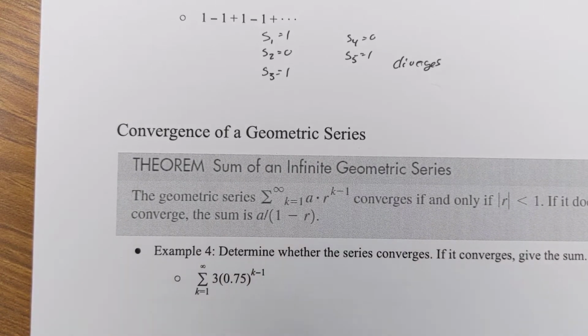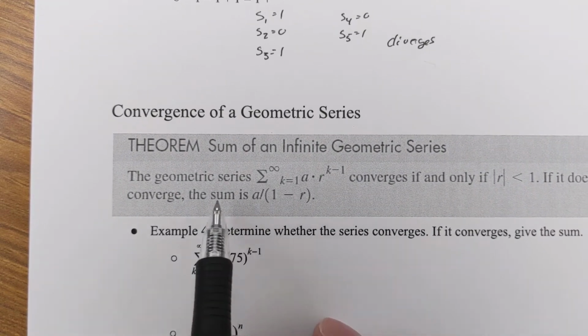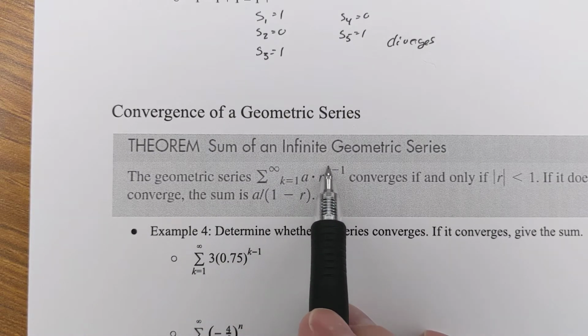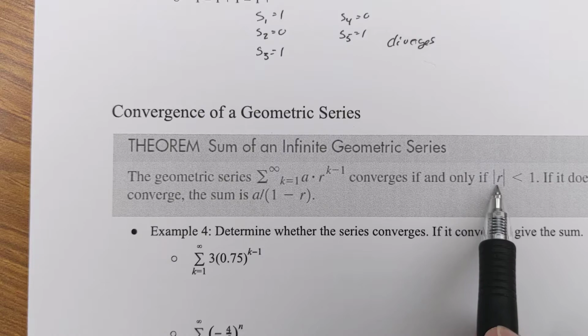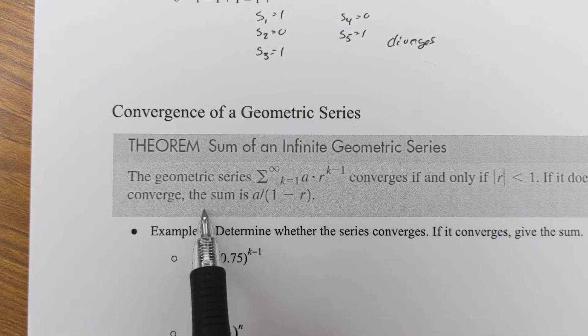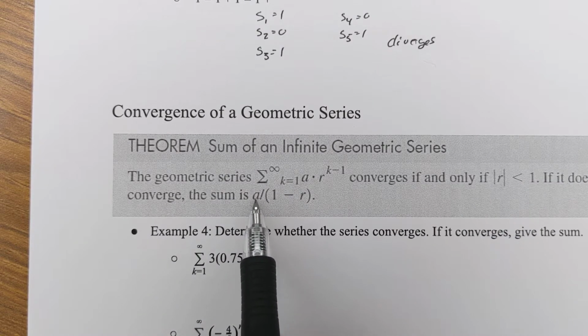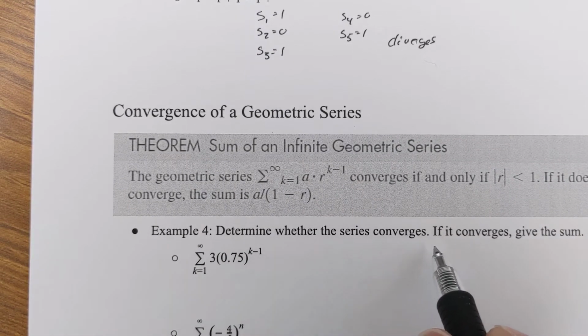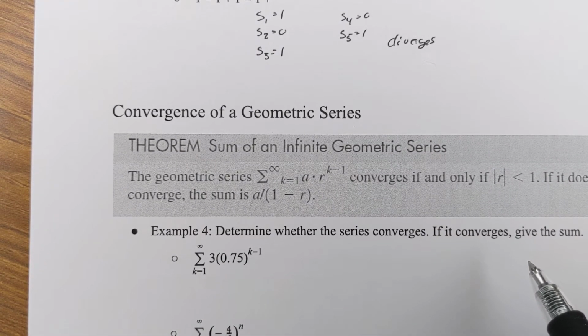All right, convergence of a geometric series. The geometric series from k equals 1 to infinity of a times r to the k minus 1 converges if and only if the absolute value of r is less than 1. If it does converge, the sum is a divided by 1 minus r. So for this problem, determine whether the series converges. If it converges, give the sum.